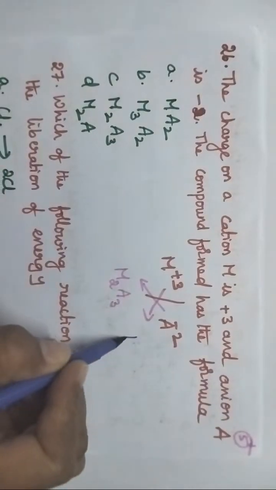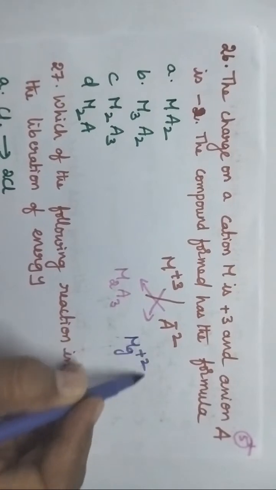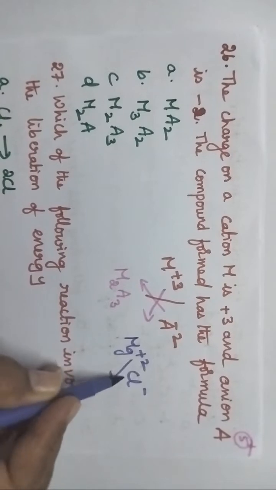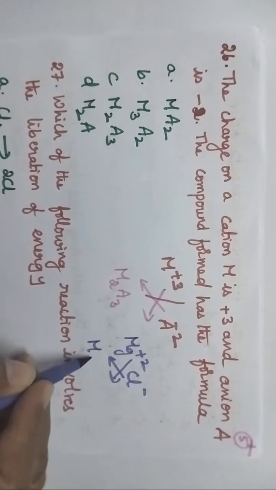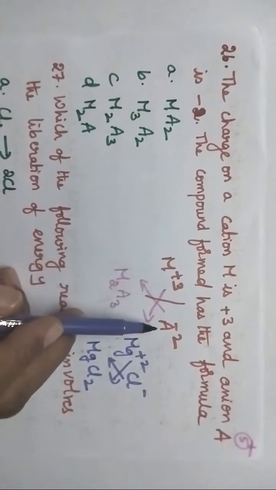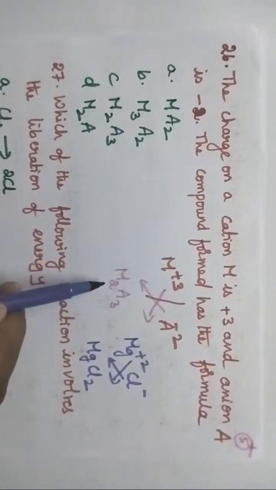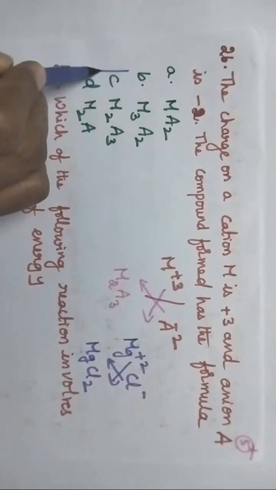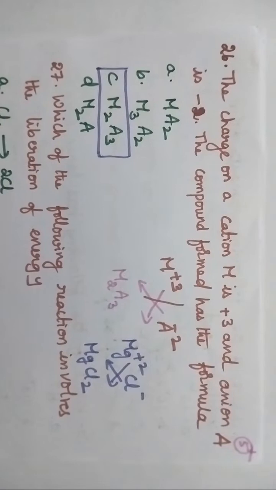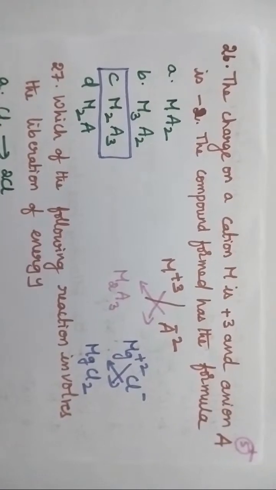I will give one simple example. Mg carries +2 charge, Cl carries -1. And what is the compound formed? You just reverse the charges. So MgCl2. Like that here also, M +3, A -2. That means M2A3 compound will be formed. So the right option is option C. Very good.